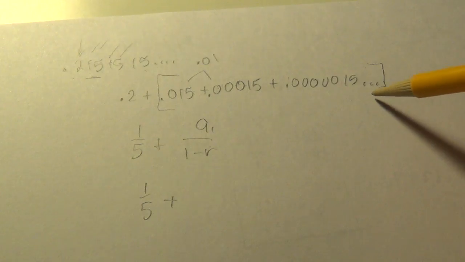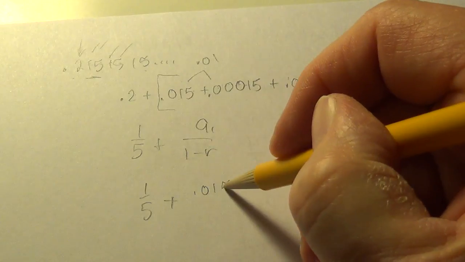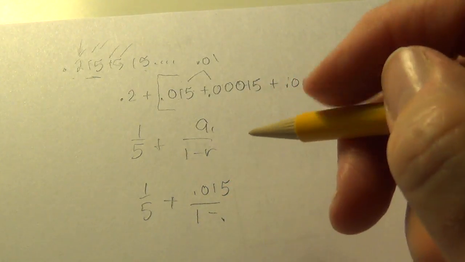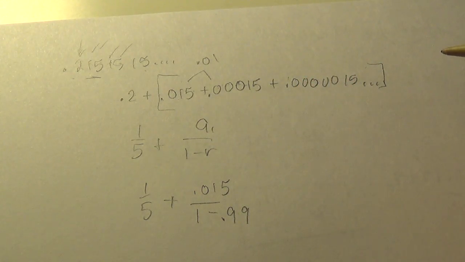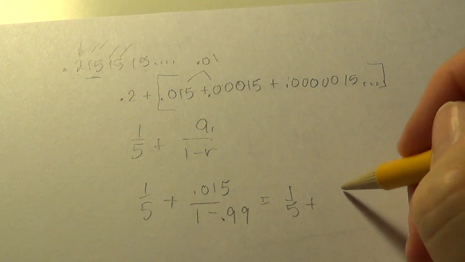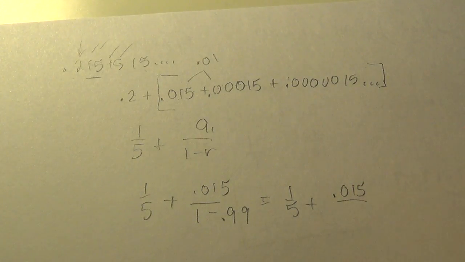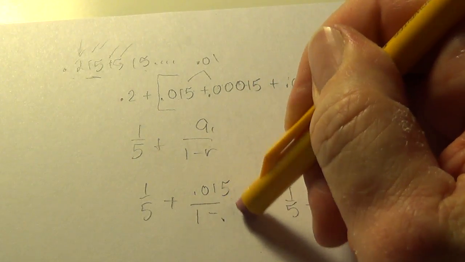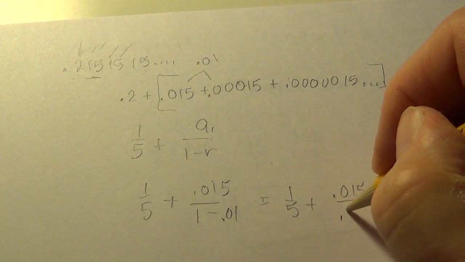This is the infinite series that I'm looking at. So the first term is 0.015 and 1 minus 0.99 again. All right, so when I do that, I get 1/5 plus 0.015 over 1 minus 0.99. Oh, I'm sorry, I was thinking ahead. The common ratio I said was 0.01. So 1 minus 0.01 is 0.99.